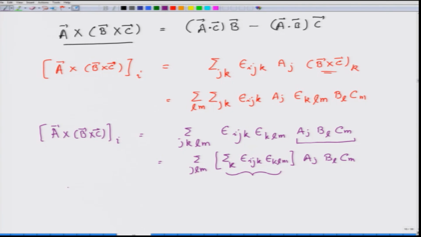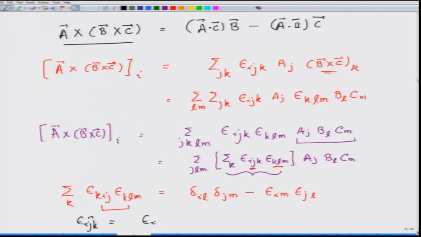Now, I know already, I gave you a property that epsilon_kij epsilon_klm summed over k is nothing but delta_il delta_jm, first the direct terms, minus delta_im delta_jl. So, I want to bring epsilon_ijk into kij form to match epsilon_klm. Let us do that. Epsilon_ijk, I can switch j and k and write this as epsilon_ikj and pick up a minus sign, because now I have changed the direction in that circle, in the clock.